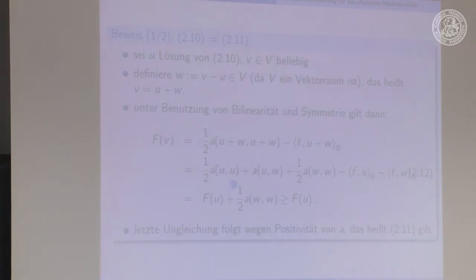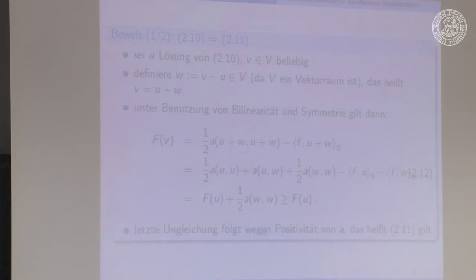And so what do we get? We get the UU term, we get the WW term, then we get a UW term. They go together because of symmetry. That's this term, therefore we have a factor 1 in front of that, and these are the two terms from the linears. And what do we see? We have those contributions which come together for the F of U. Then we have this term here, 1/2 AWW. And what is then still left is this AUW minus FW.